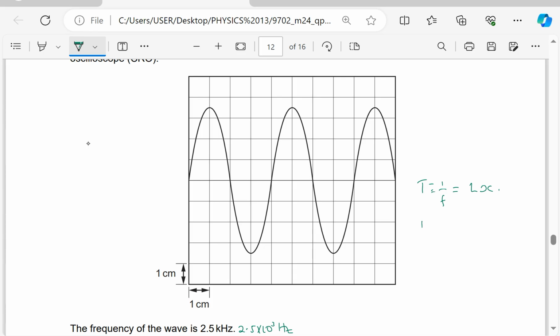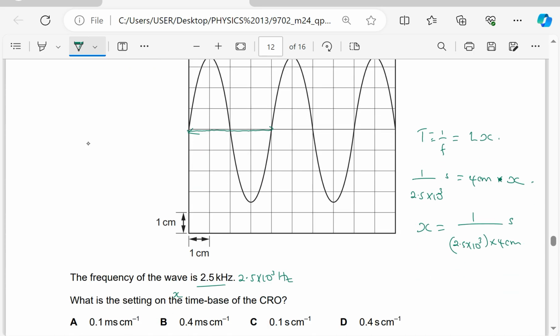So the period is 1 over 2.5 times 10 to the power of 3. Remember, this is in seconds. Should be equal to the length representing 1 cycle, this is 1, 2, 3, 4. Those are 4 centimeters. So this is 4 centimeters times the time base setting X. So X is going to be 1 divided by 2.5 times 10 to the power of 3, in seconds, then divided by 4 centimeters. So our answer is going to be in seconds per centimeter here.